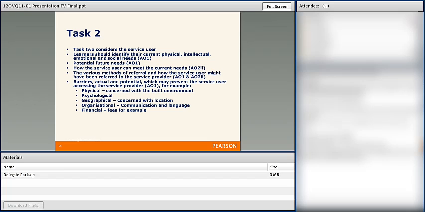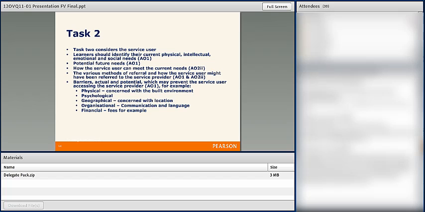And then finally, they need to look at the barriers, actual and potential, which may prevent the service user from accessing the service provider. And there's some examples there. They should look ideally at physical barriers, that's those concerned with the built environment. They should look at psychological barriers, things like not wanting to go to school, not wanting to leave home, for example, not wanting to leave their own home and go into residential care, those sorts of things.